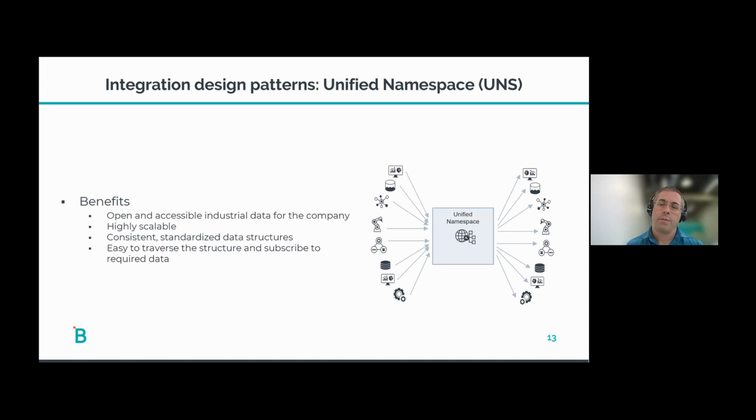The third design pattern that we see is the unified namespace, and this is what we're going to spend the majority of our time today talking about. With the unified namespace, we're using a central location where the systems can publish data in and other systems can look at that data, subscribe to it, and pull it out. We need to utilize a highly scalable technology behind it. And if we're doing this well, we need to provide consistent and standardized data structures into the UNS so that people can understand what they're getting and pull that data out. And the advantage is that with a UNS, you can easily traverse the structure and subscribe to whatever data you need.